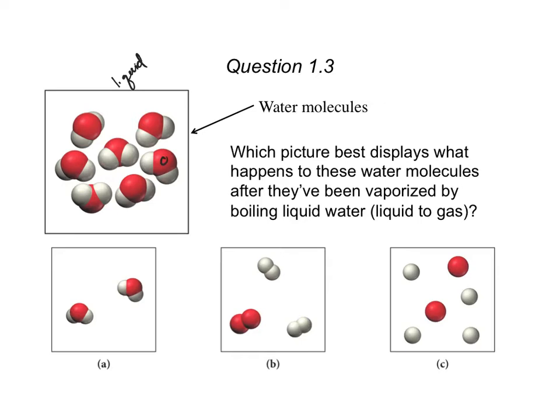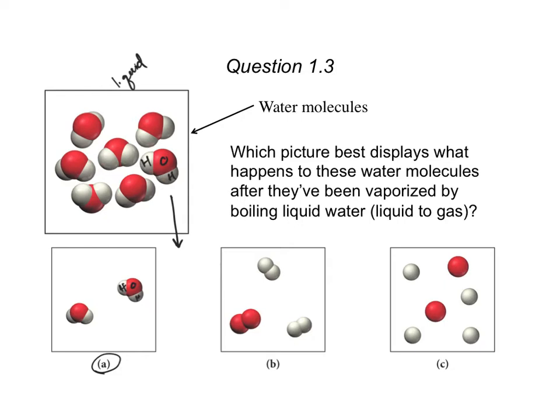We have water, which is oxygen, hydrogen, and hydrogen. It's close together when it's a liquid, right? That was kind of our big thing. As we turn it into a gas, it's still going to be oxygen, hydrogen, and hydrogen. They've just gotten farther away from one another, okay? So the correct answer is A. That's good. Most people got that correct.